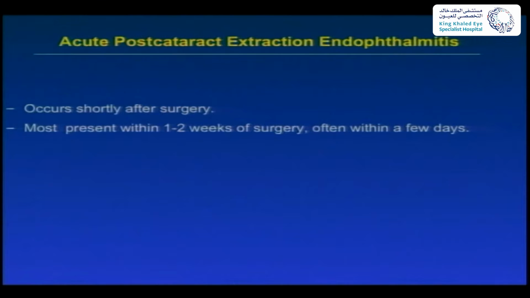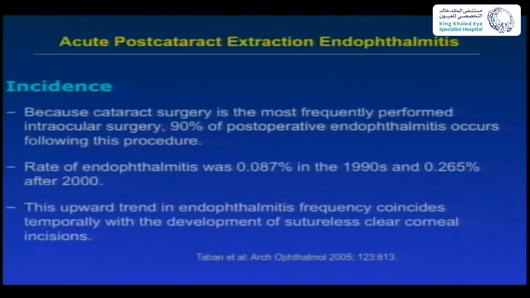Now we'll move to post-cataract extraction endophthalmitis. We have 2 main types of post-cataract endophthalmitis: the acute type, which develops within a few days, and the chronic type that can develop 1 month or more after cataract surgery. The acute post-cataract endophthalmitis occurs shortly after surgery, most presenting within 1 or 2 weeks of surgery, often within a few days.